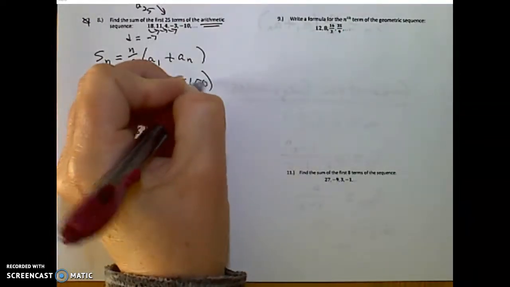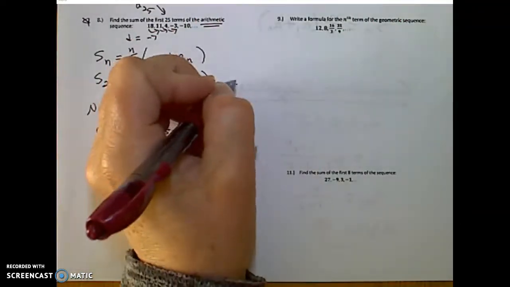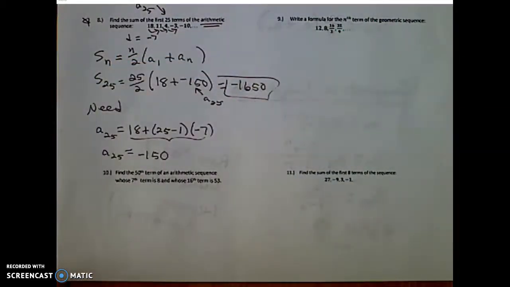Notice you have to have your calculator handy for these. Negative 150. What is that? 25 divided by 2 times 18 minus 150. I got a sum of negative 1650. So you can check.